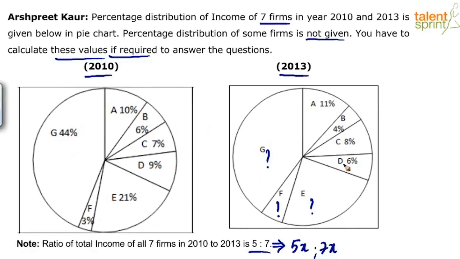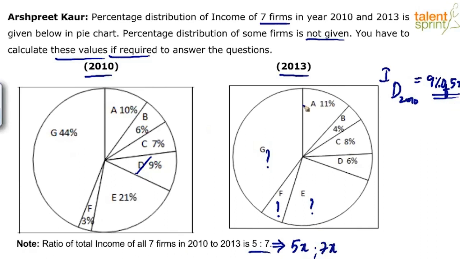So what can be actually calculated here from this graph? Let's say I want to find out the income of D in 2010. How do we get that? See, income of D in 2010 is 9%. 9% of what? These 5 parts. So it's going to be 9% of 5x. Of course, we have no idea about what x is, but 9% of 5x. Similarly for all the other companies, there's nothing much to be discussed here, right?